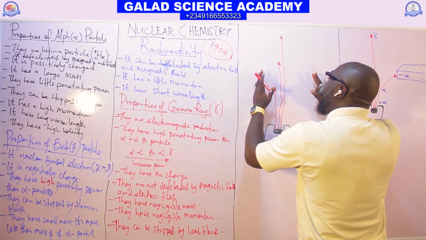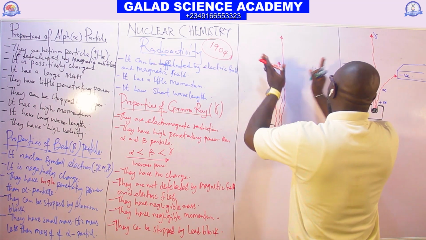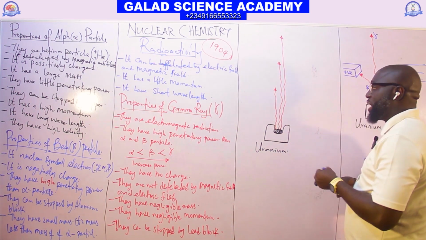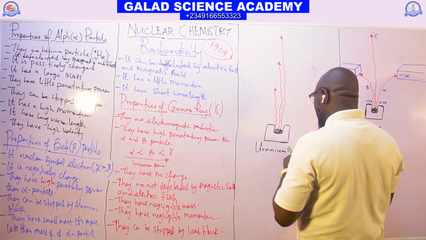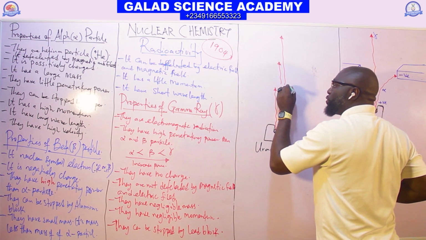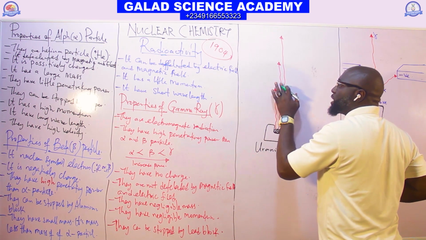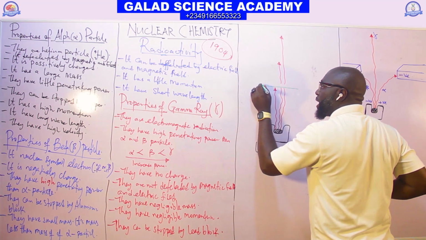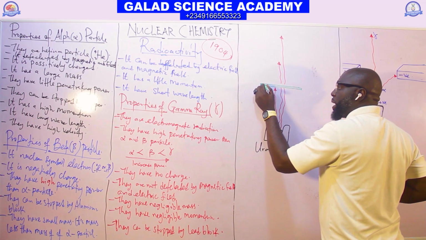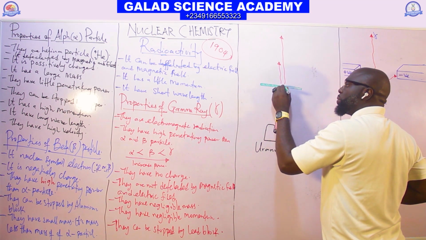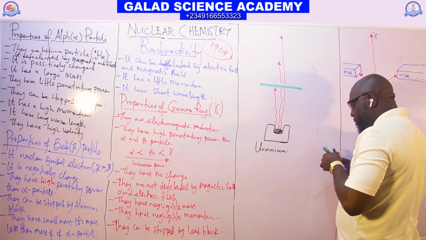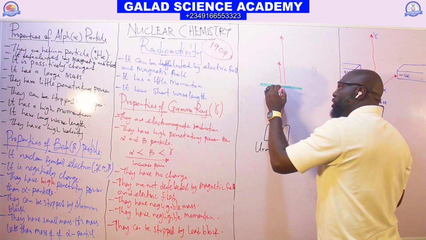You will observe that there is no magnetic bar here. If you put a magnetic bar, this particle and ray, they will deflect, abi? But there is no magnetic bar here. What we have here is something that we can use to stop them. For this side, the first thing here, we place paper. Let me say this is a paper with green marker.